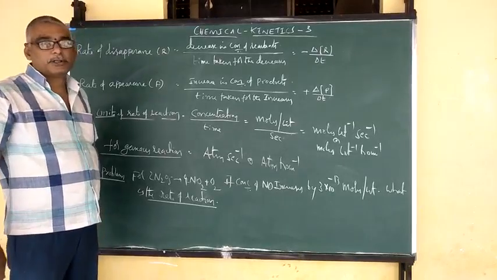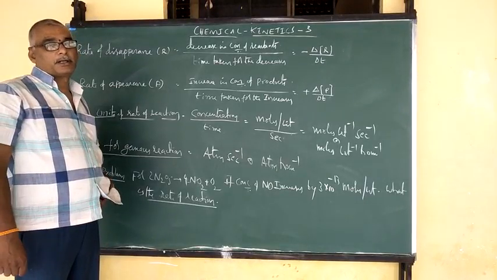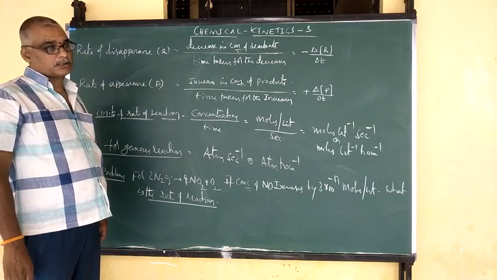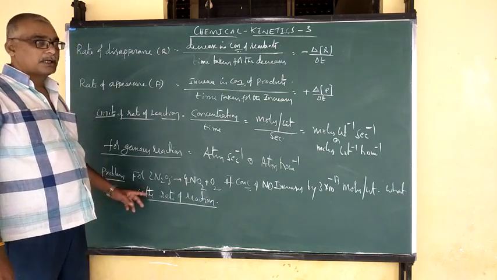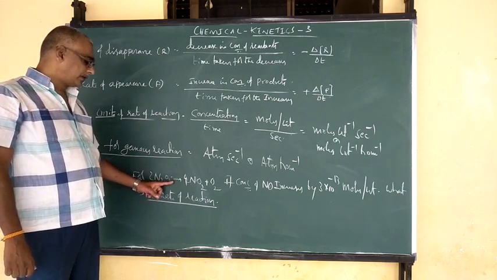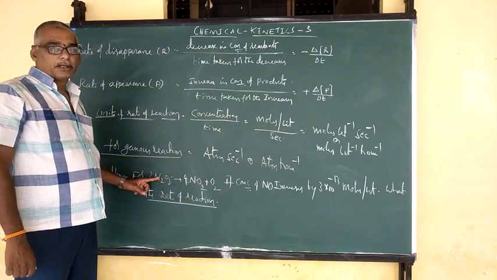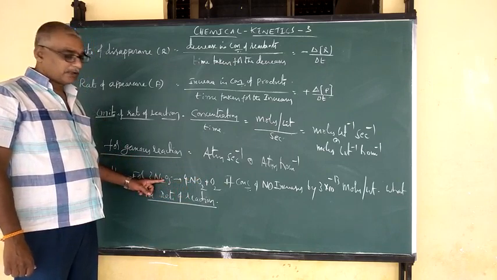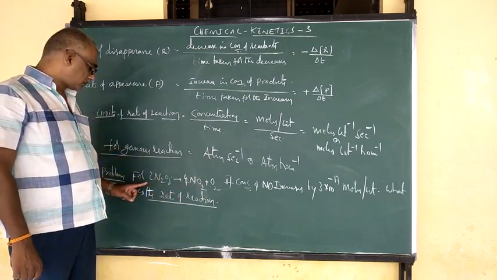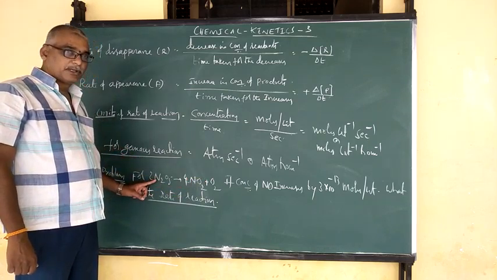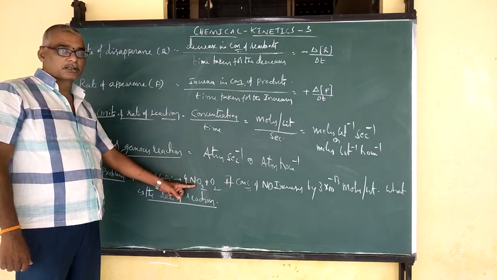Good morning, students. Yesterday, we discussed the rate of appearance and the rate of disappearance. Rate of appearance and disappearance means, for example, 2N2O5 gives 4NO2 plus O2. In this reaction, the reactant is N2O5 and the products are NO2 and O2. Rate of disappearance refers to reactants, and rate of appearance refers to products.